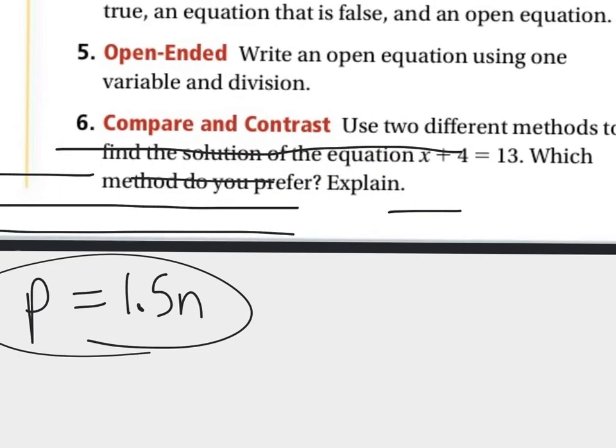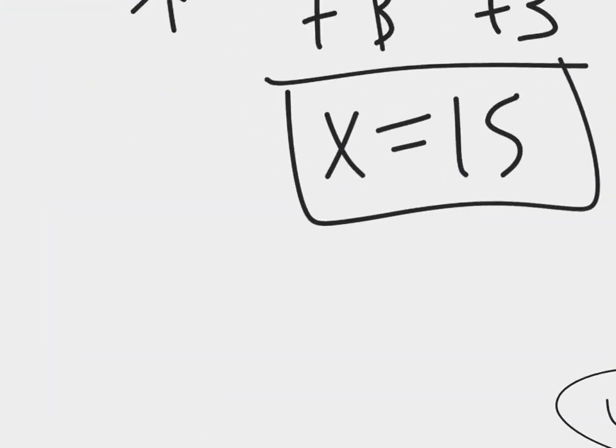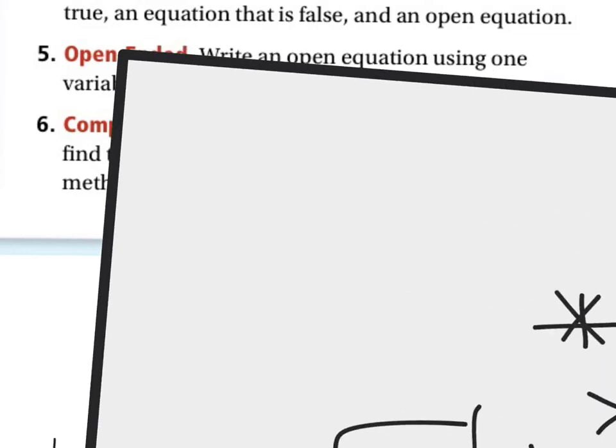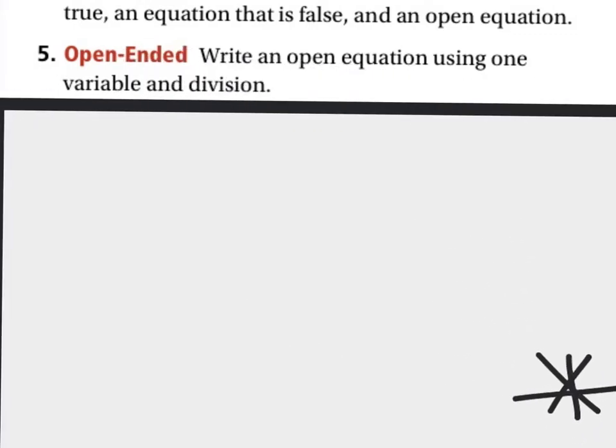If we look over at number 5, it asks us to write an open equation using one variable and division. So one variable and division, we could do something like x divided by 3 equals 15. Okay, it's an open equation. It only has one solution for that variable.